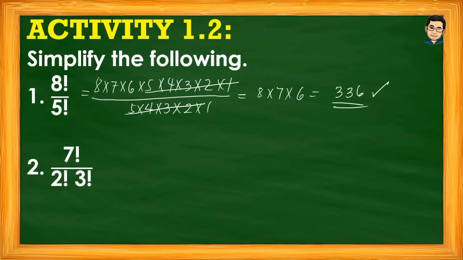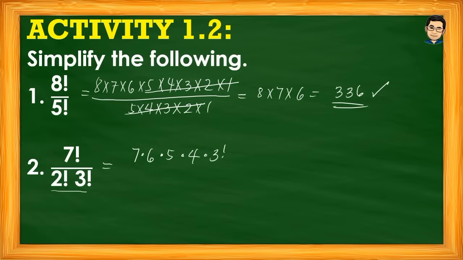Next, gamit yung pinakamadaling paraan naman. Ganito siya. 7 factorial over 2 factorial times 3 factorial. Yung operation po natin dito sa denominator is multiplication. So, lista lang natin yung factors ng 7 factorial hanggang 3 factorial. So, magiging 7 times 6 times 5 times 4 times 3 factorial.